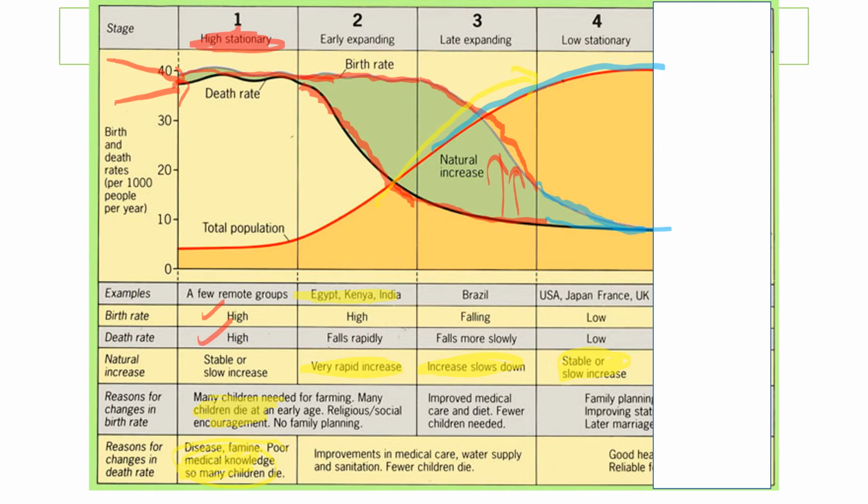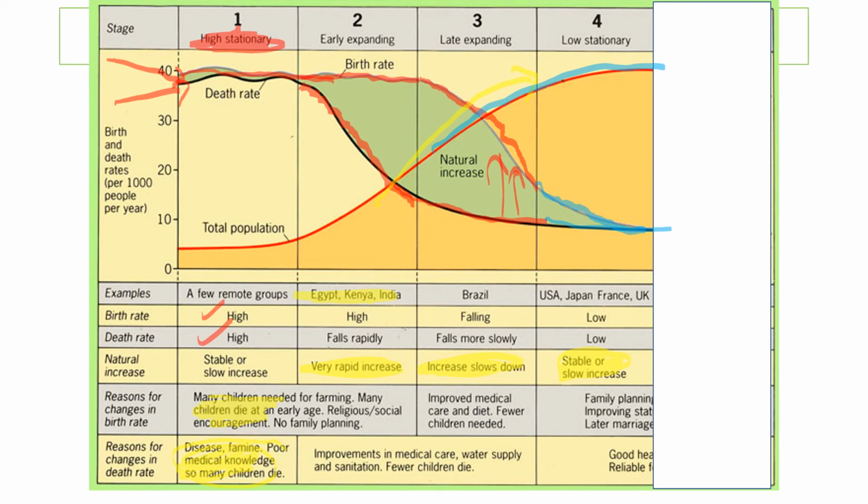Because we have low death rates, because we've got good health care, good water supplies, good sanitation, things like this. But then as populations get bigger, family planning might be better, with an improved quality of life. People might not necessarily want as many children because they don't need them to look after them, and there might also be later marriages because people are more worried about careers, etc.